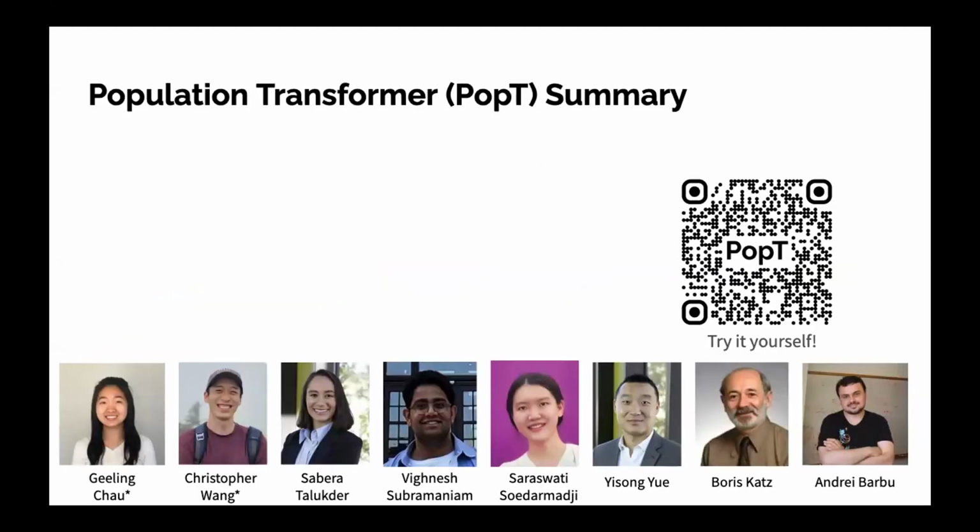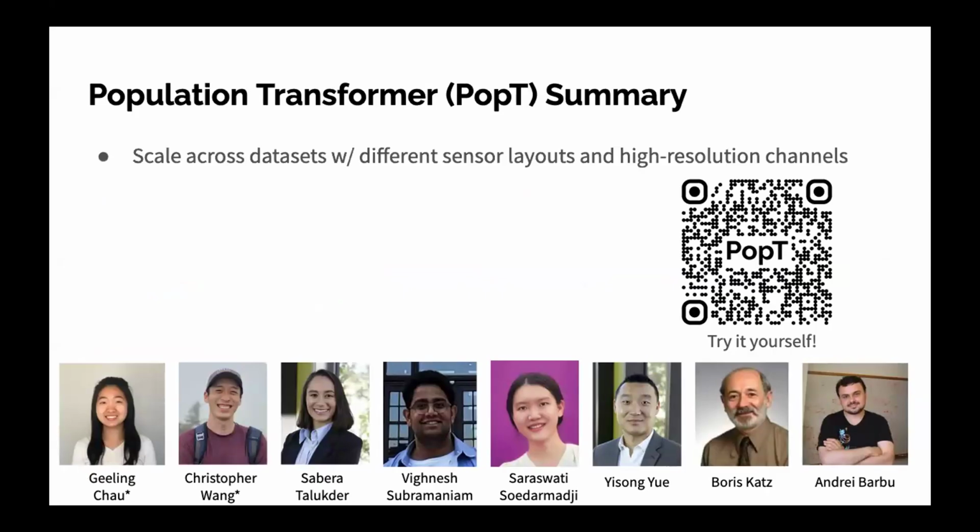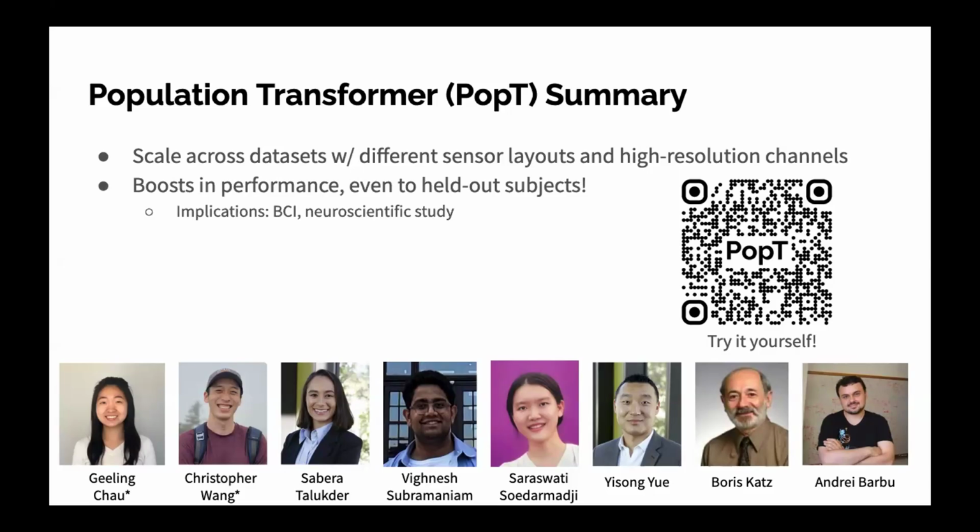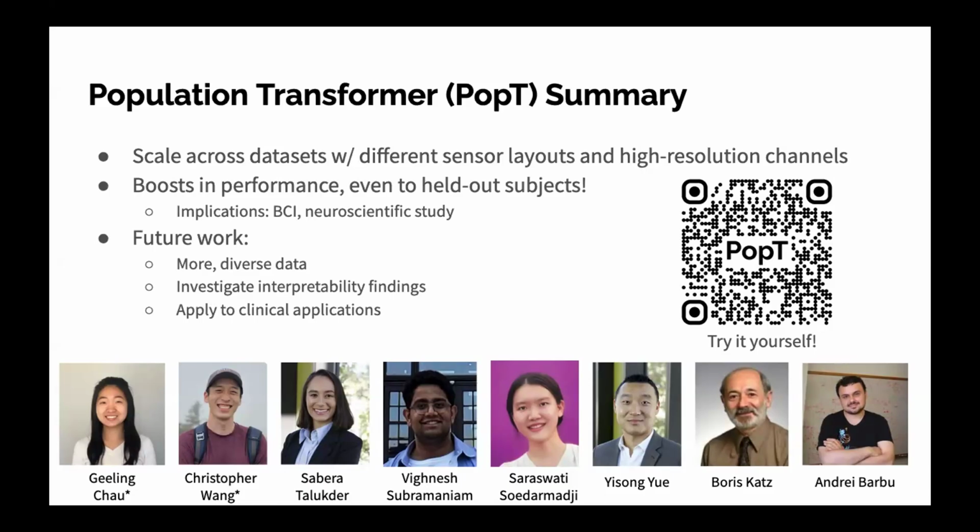All right, so in summary, we showed that we can scale across data sets with different sensor layouts and high-resolution channels. We find boosts in performance even for held-out subjects. And this has implications for BCI as well as neuroscientific study, especially with the potential for interpretability. There's a lot of interesting future work that we could test with this, with more diverse data training, as well as investigating the interpretability findings and potentially applying this to clinical applications where you might want to decode these in more real-time scenarios.